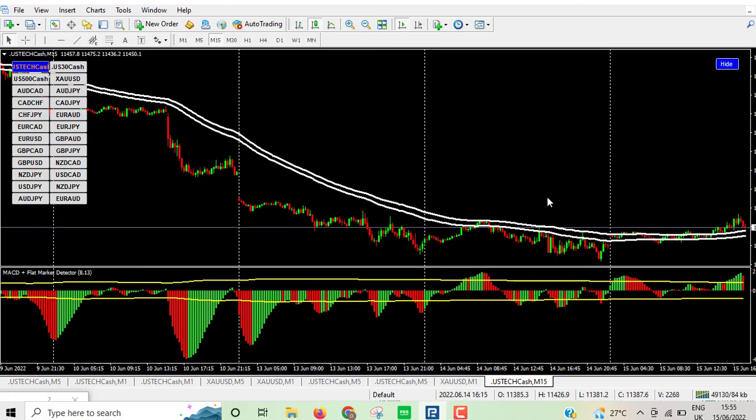Now for instance, right now let me use Nasdaq or US Tech. At this particular point, the candle breaks above this white moving average 80, as you can see. So I'm going to demarcate it. You demarcate it at this point, where it breaks and closes above it. So we have it at this particular point.